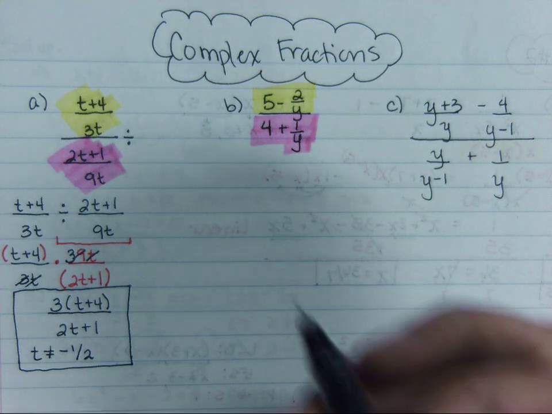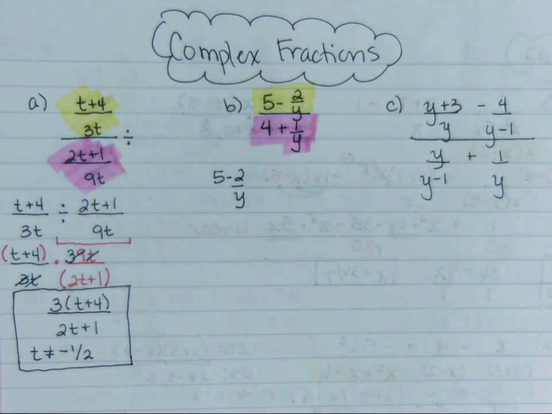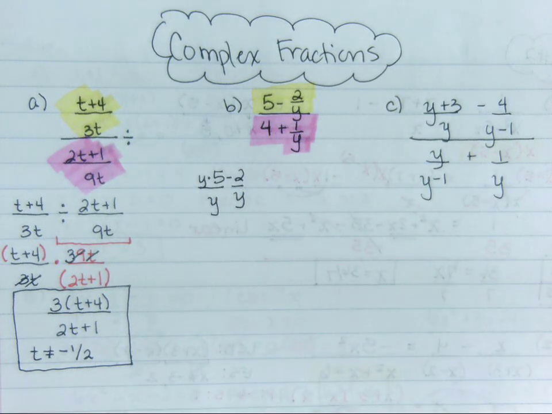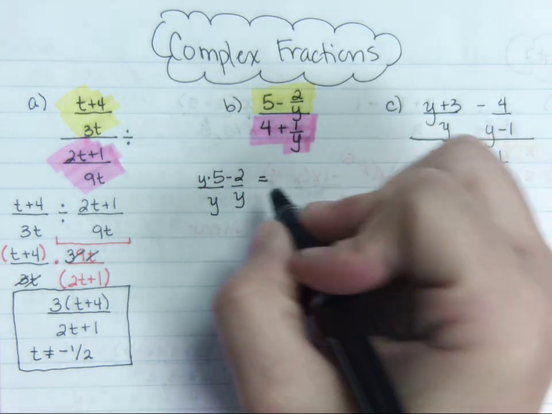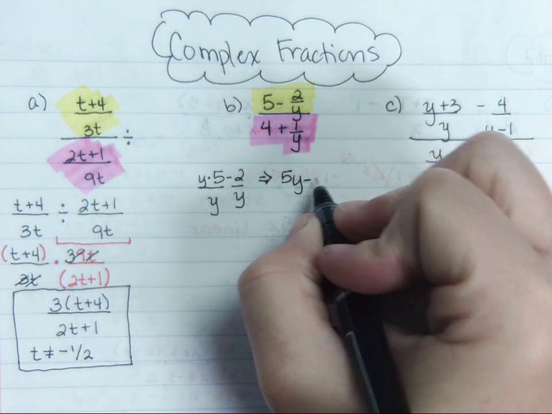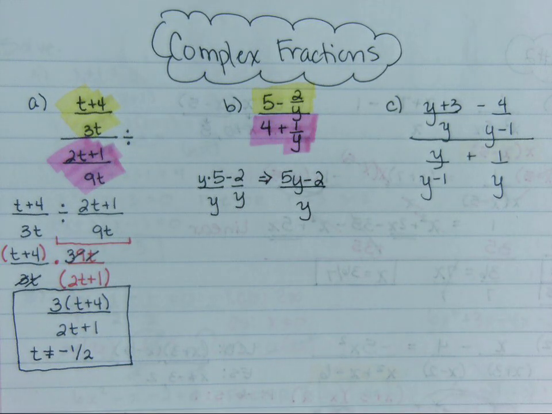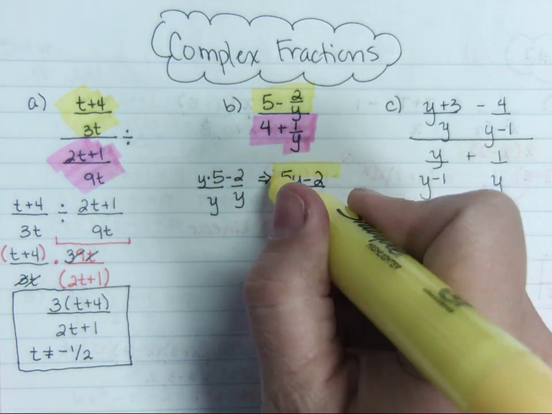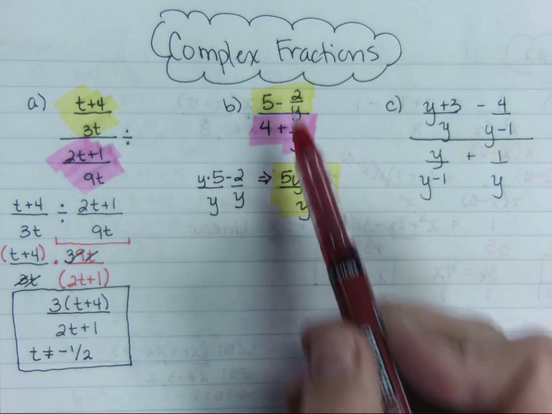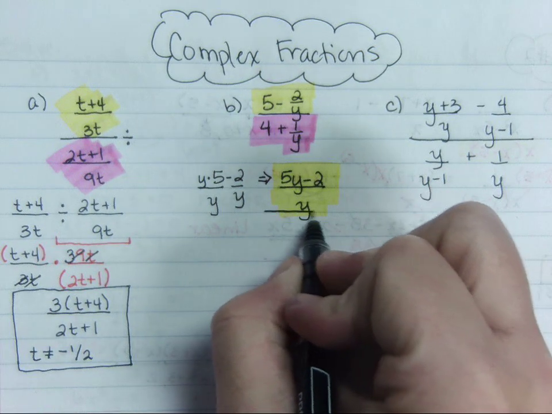So what I'm going to do is rewrite my 5 minus 2y, and get a common denominator by multiplying both top and bottom by y. So now the numerator, if I rewrite this in descending order, is the expression 5y minus 2 over y. So this is my new numerator. I have simplified the two terms that were in the numerator to look like one fraction instead of two. That is still being divided by these two terms.